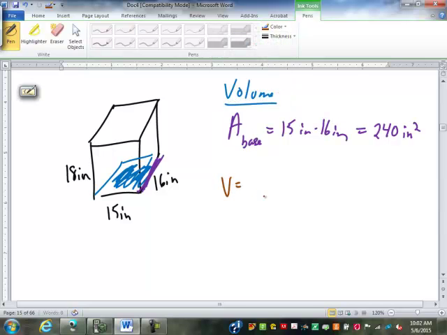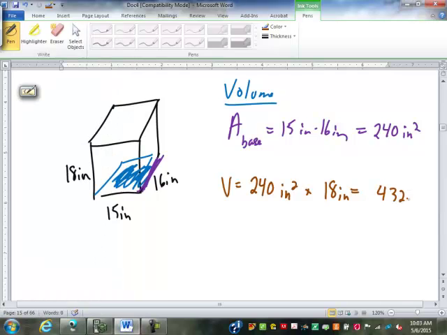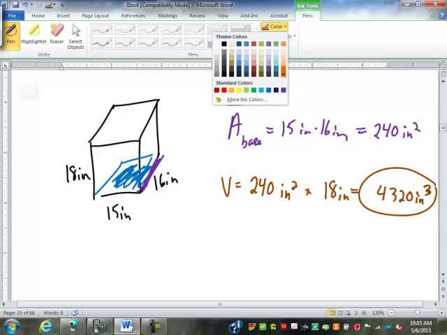So the volume, we'll take the area of the base, which is the 240 square inches, and we multiply it by the height of 18 inches. And since my little hamster has not done well today, let's do 240 times 18. No, that ain't going to do it. 4,321. Sounds good to me. 4320. That'll be inches cubed for volume.